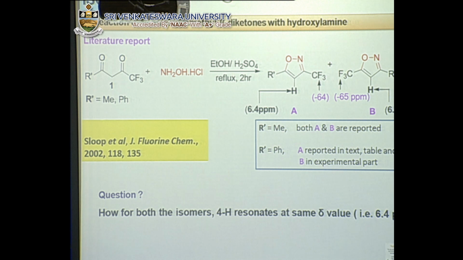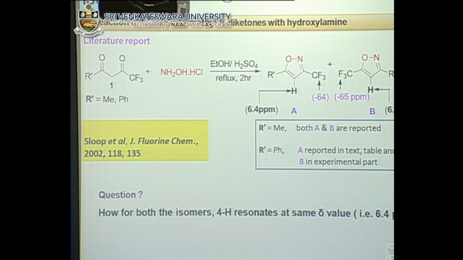The next part involves the reaction of aryl trifluoromethyl beta diketone with hydroxylamine. Here, Sloop and co-workers reported that the reaction of beta diketone with hydroxylamine, a binucleophile species, results in the formation of two compounds. They reported these two compounds, and they reported the value of this fourth proton. Both the protons appear in this range, 6.4. So the question was, how do both the isomers' 4H resonate at the same value?